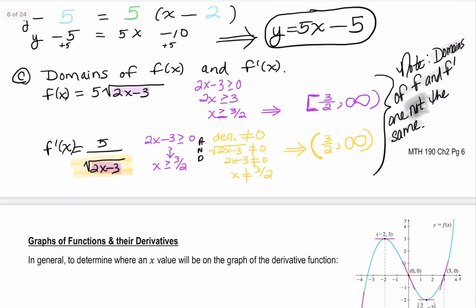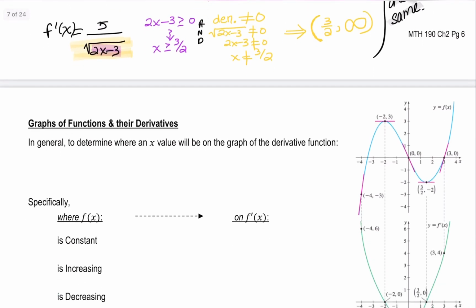So what we want to do now, I'm going to start this section and then we're going to go to the next page and come back. We're going to weave these next two topics together a little bit. What we want to talk about is the relationship between graphs of functions and their derivative functions. First, let's start with this basic idea. What is the derivative at a point? Well, it's the slope of the tangent line at that point.